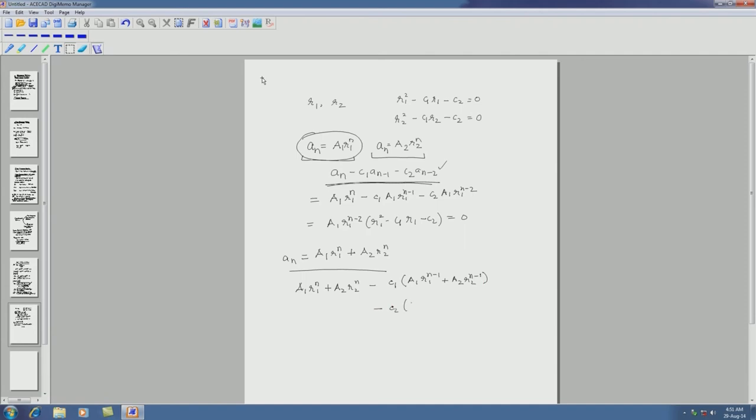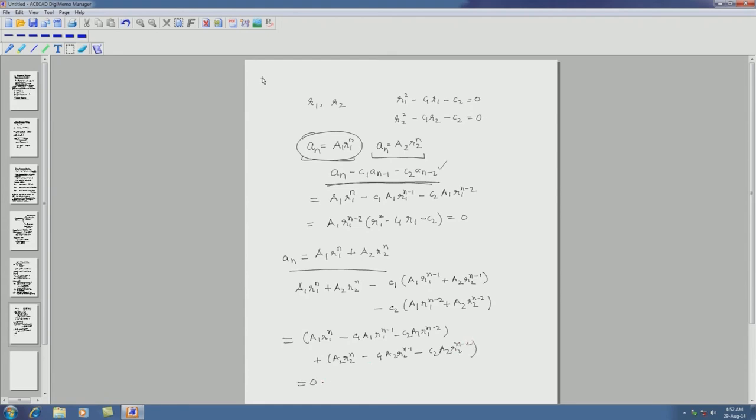minus c 2 times a 1 r 1 raised to the power n minus 2 plus a 2 r 2 raised to the power n minus 2, and rearranging the terms I will get the terms that we have already got, that is a 1 r 1 raised to the power n minus c 1 a 1 r 1 raised to the power n minus 1 minus c 2 a 1 r 1 raised to the power n minus 2 plus a 2 r 2 raised to the power n minus c 1 a 2 r 2 raised to the power n minus 1 minus c 2 a 2 r 2 raised to the power n minus 2.